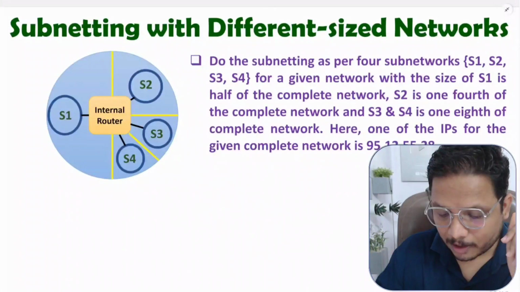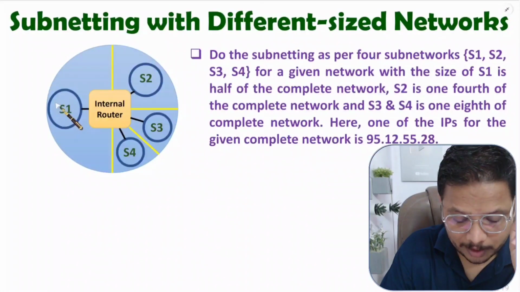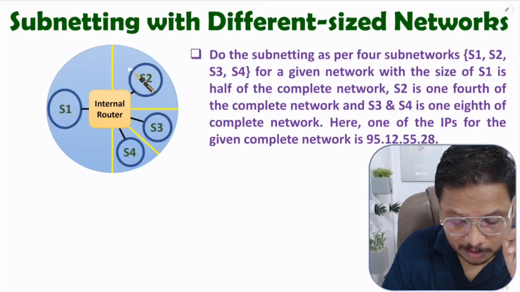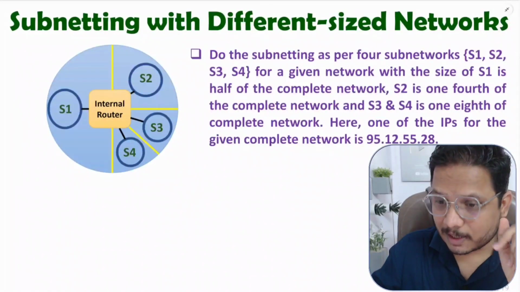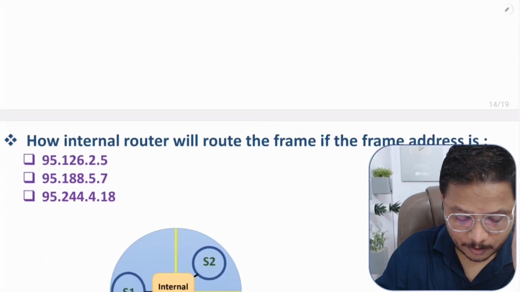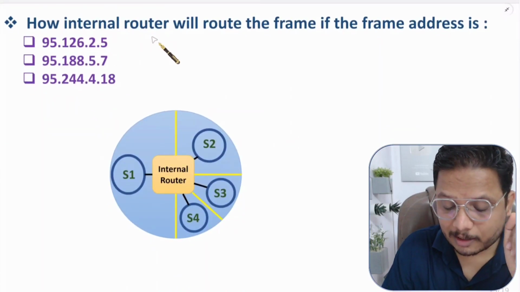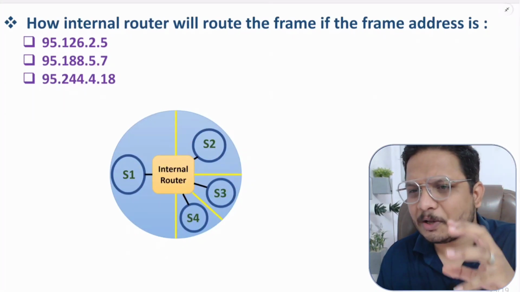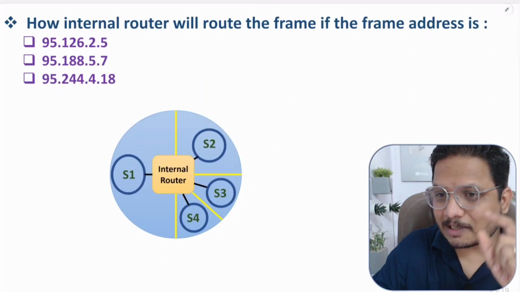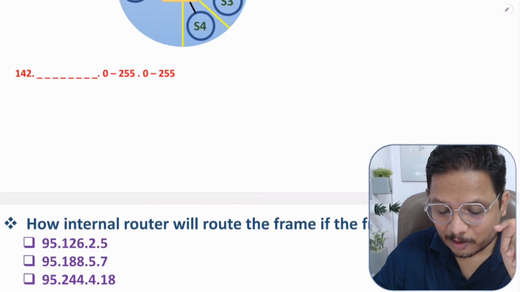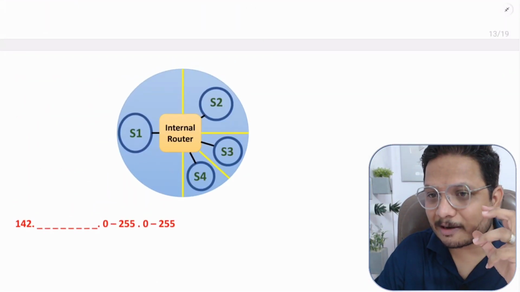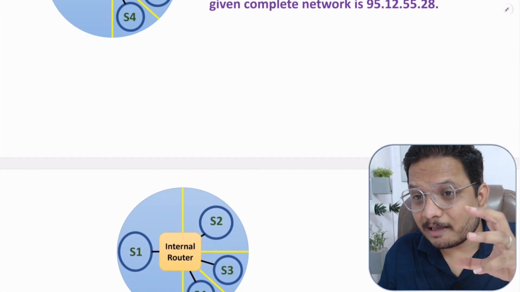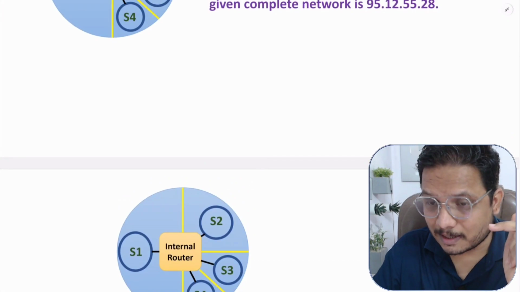In this video I'll explain how we can bisect a network with different sizes, and at last I'll explain how the internal router will route a frame for the given variable size subnets. So this video will be quite interesting. Just watch this video till the last. At last you will get to know how exactly a computer network is subnetted with variable size.